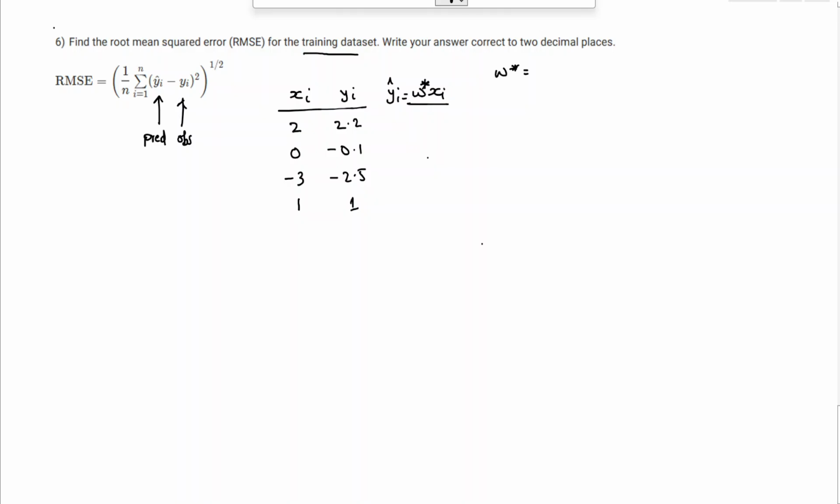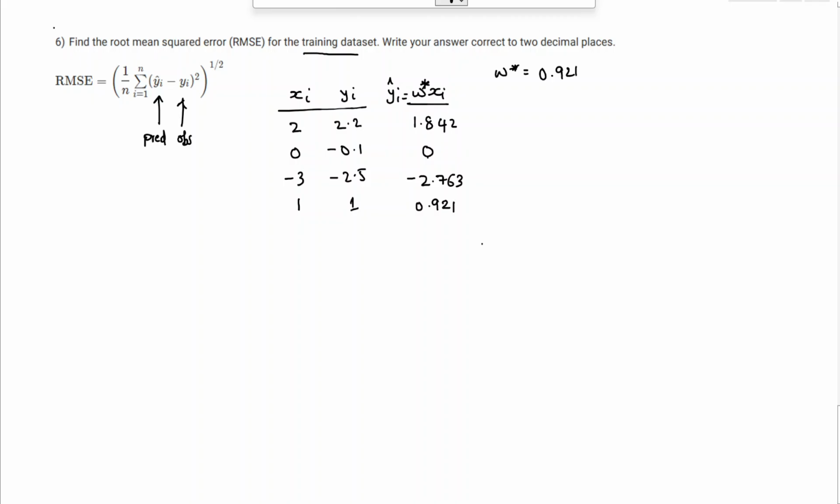W star was obtained as 0.921. So the first one would be 0.921 multiplied by 2, which is 1.842. The second one would be 0. In the third one we would have 0.921 multiplied by negative 3, which is negative 2.763. And then we would have 0.921 multiplied by 1.